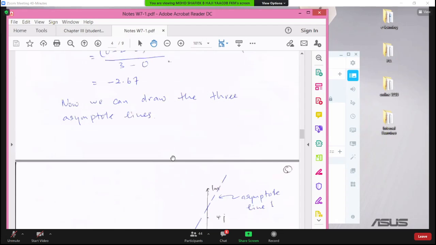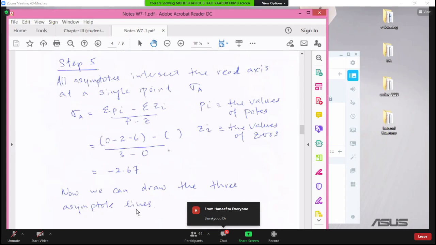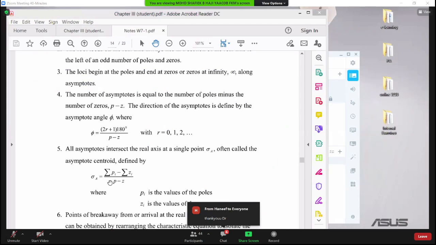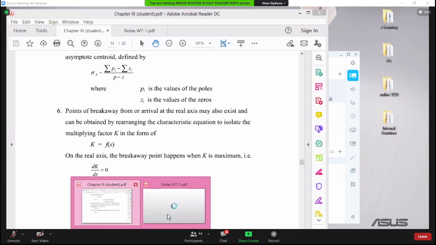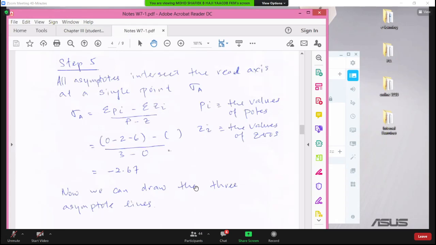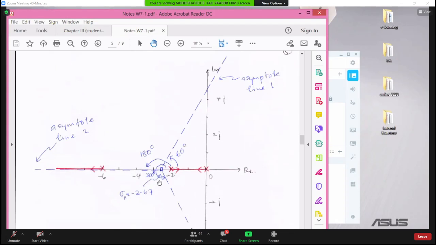Okay, so now we go to step 6. What is step 6? Step 6, we need to determine the breakaway point. So we know that the breakaway point is going to happen between origin and -2. There's no breakaway point here because this line is going to go all the way to infinity. So at what point is the breakaway point going to happen?